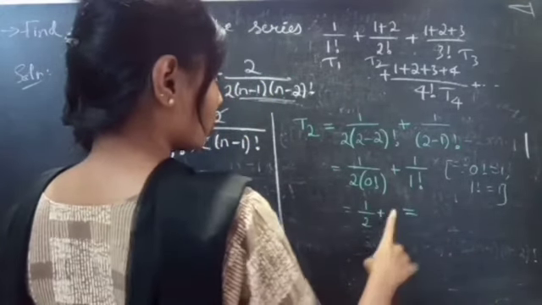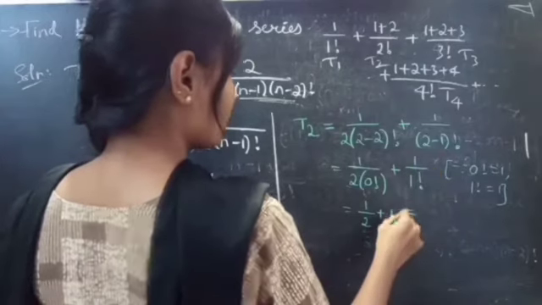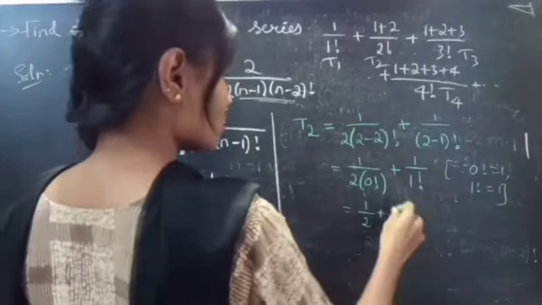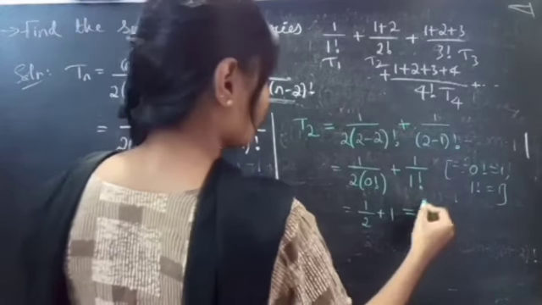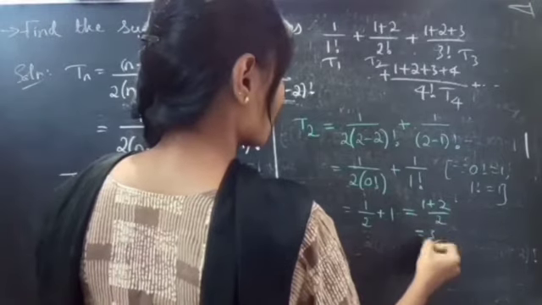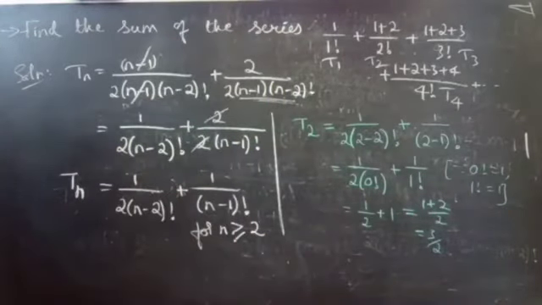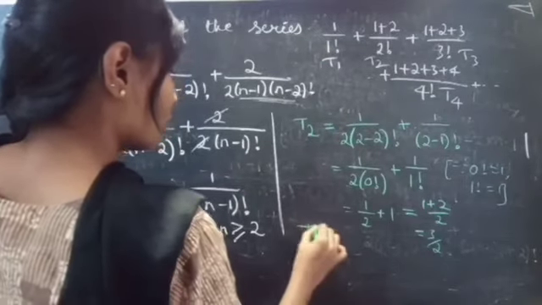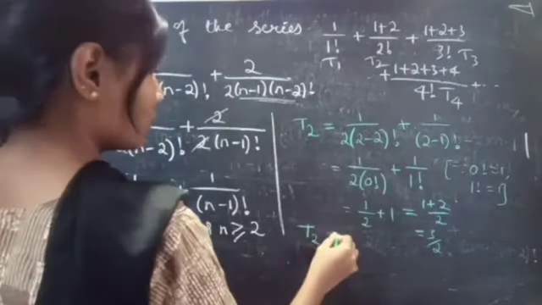So 1 by 1 is obviously 1, okay? So you'll get here 1 by 1. 1 by 1 is 1. So you could write it as 1 plus 2 by 2, which is equal to 3 by 2. Now consider this second term, which we have named T2, right?